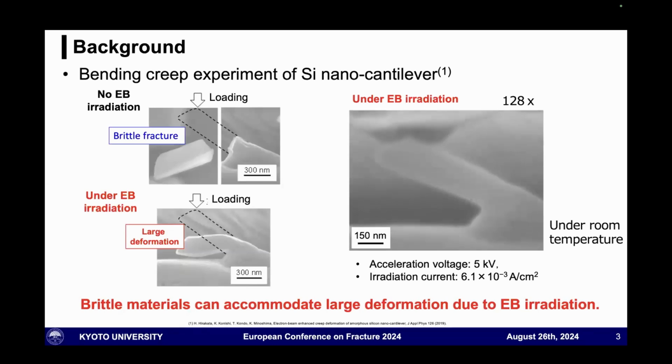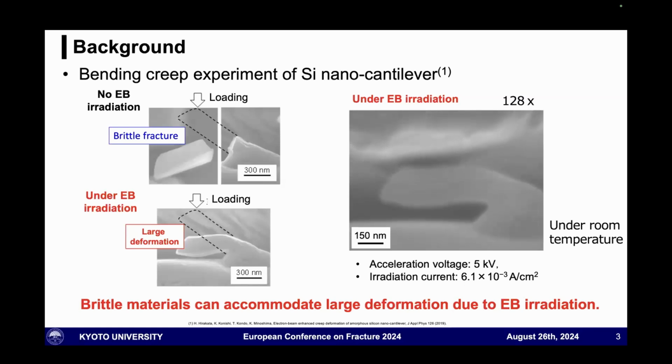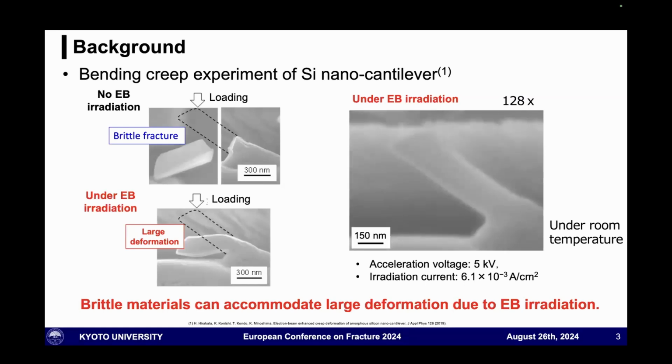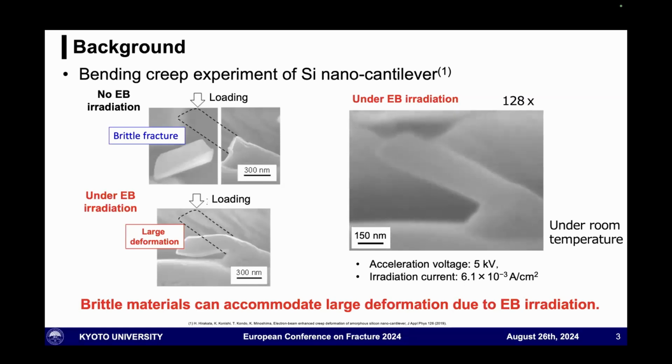Generally, mechanical properties are specific to each material. However, look at these movies. This is a bending clip experiment on silicon nanocantilevers under electron beam irradiation. This result shows a large deformation, and it finally contacts the substrate without breaking, in spite of being a brittle material.